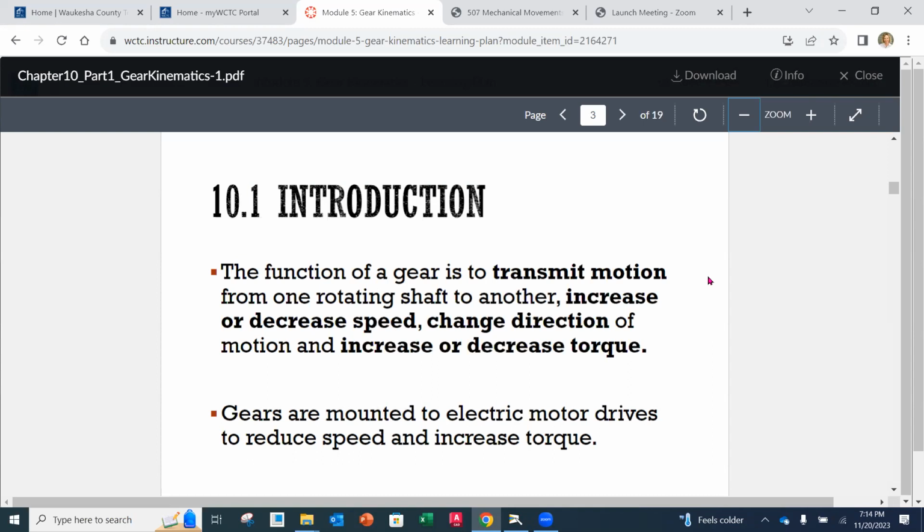Additionally, we're either going to be increasing or decreasing torque, with decreasing torque being the most popular thing that we do with a gear drive. Now, we aren't going to be calculating torques or looking at forces. Our focus with kinematics is always going to be what is the motion that's occurring. So that's where we're going to be starting. In these problems that we're looking at with gears, we're looking at just the kinematics of it.